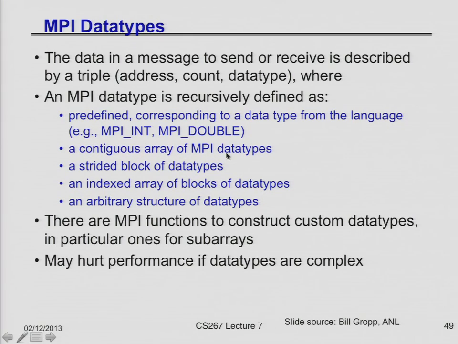So that'd be like a row of a matrix in row major format. But you might want to send a column of a matrix in row major format. So you want to take every nth entry of that, so it has the ability to do striding. You can have general arbitrary index things. And you can build structs, and it will automatically pack and unpack it for you. But you can imagine it gets complicated.